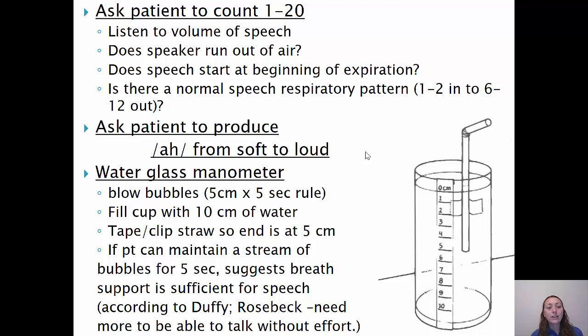So for me as a clinician, I didn't use the water glass manometry, and here's the directions on how to do that. I didn't get a straw, I didn't tape it to water, and I've never had my patients blow bubbles and see if they can hold that stream of bubbles for 5 seconds, because I feel like I can get all of that kind of general information about breath support through other ways than having a patient blow bubbles in water. But feel free, it's out there. There's evidence to support using this in your assessment. It's just not something I have used. So I did put that in there for you. If you want to put that in your assessment, of course you can. It's just not a task that I have ever used with a patient.